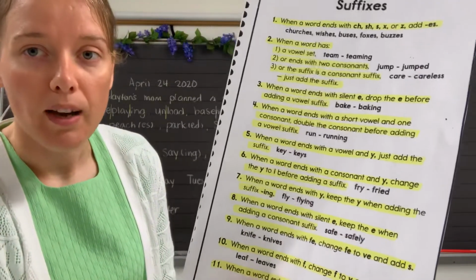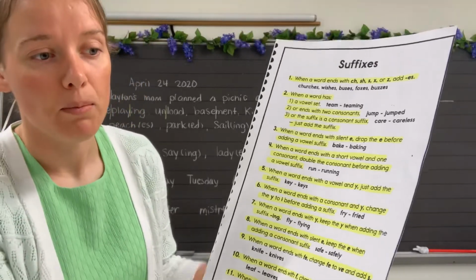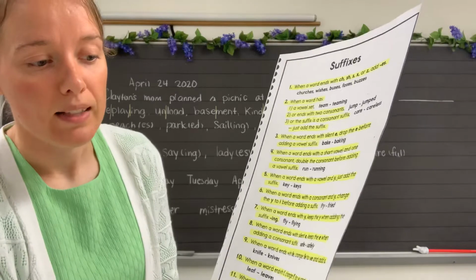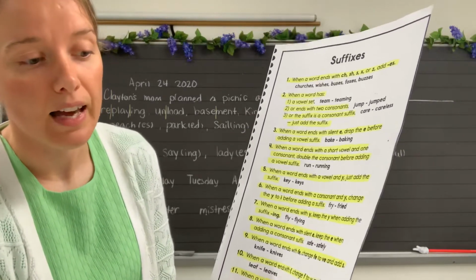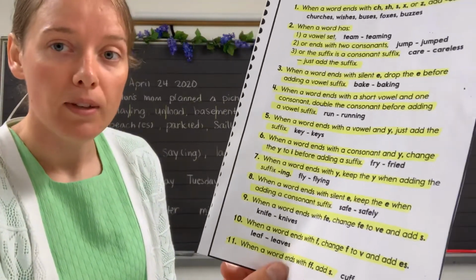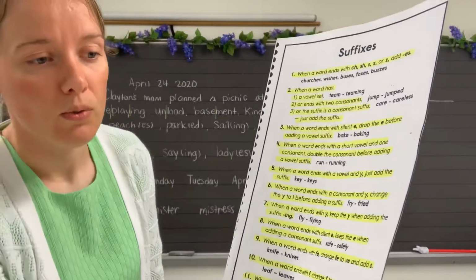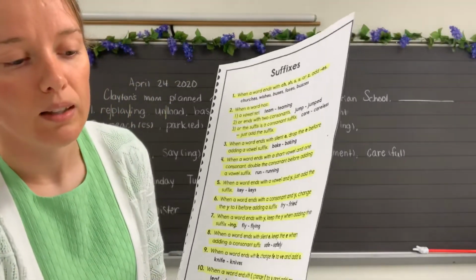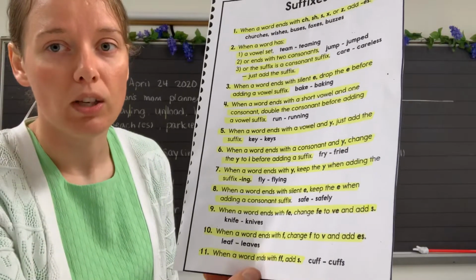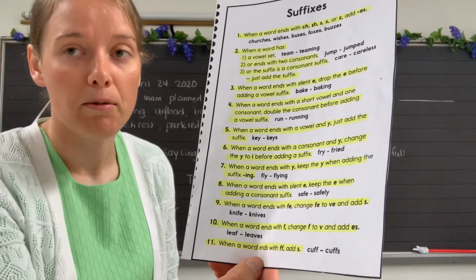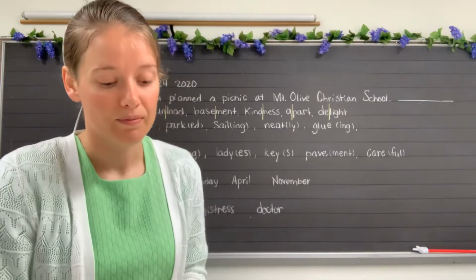And so we have the word knife, and we need to change the F to V before we add ES. Number 10 says, when a word ends with F, change F to V and add ES. So we have the word leaf, and we need to change that letter F to V and add ES, and it will say leaves. Number 11, when a word ends with FF, just add S. Like cuff, it ends with FF, so we just add the letter S to the end.